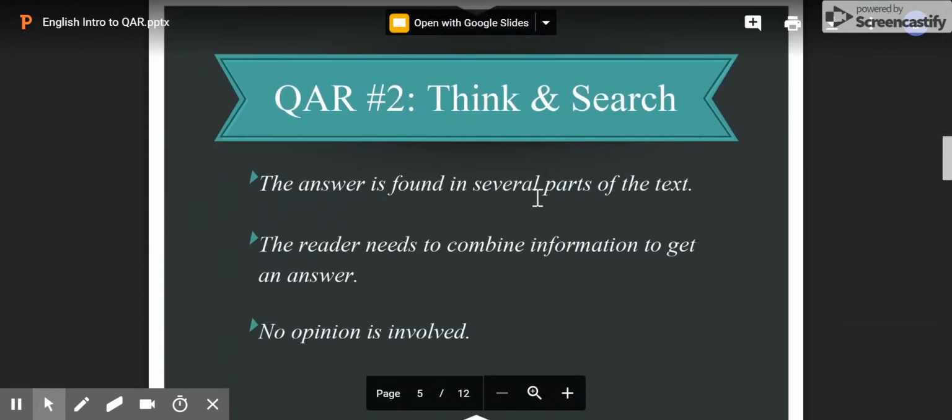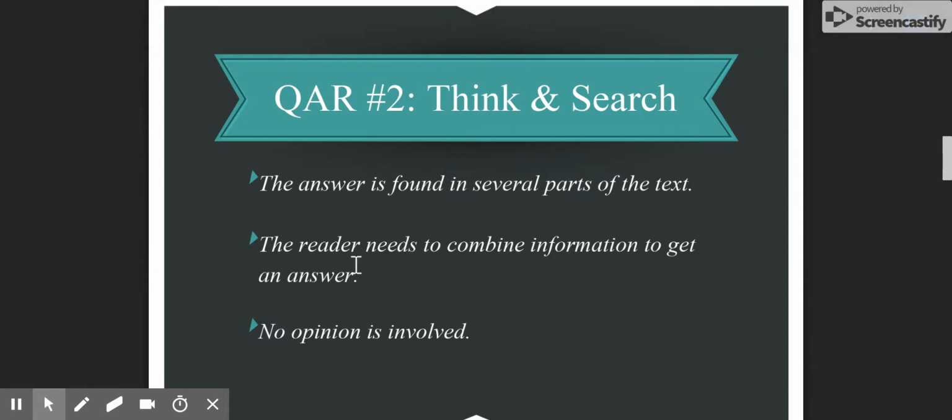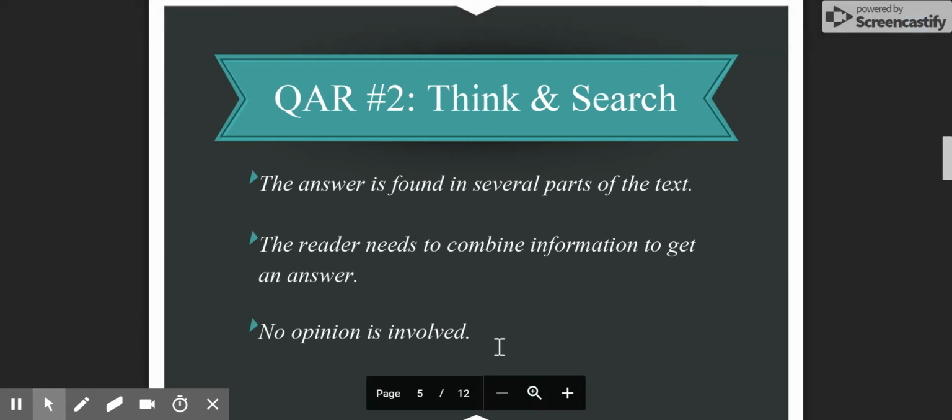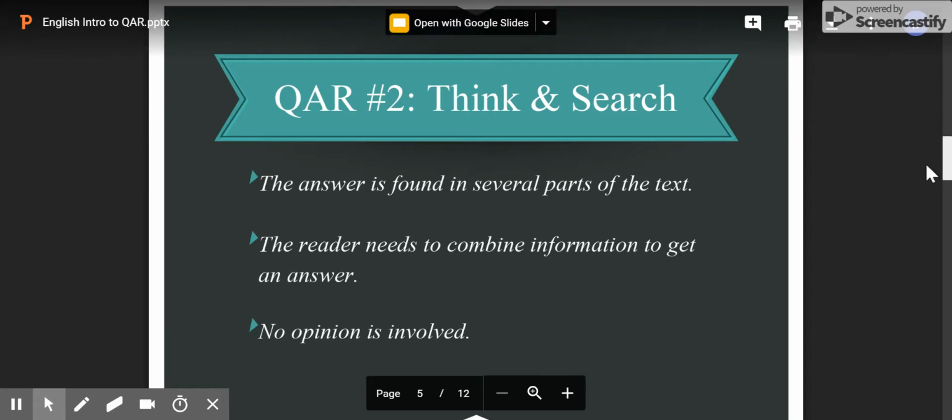The second type of question is a think and search question. The answer is found in several parts of the text. The reader needs to combine information to get an answer. Oftentimes, think and search questions are looking for more than one piece of information. The key word is, you'll often see the word and, or list, or find. These are just some common indicators that it may be a think and search question. Again, it is directly found in the text, but it looks for information throughout the text, not just in one spot.